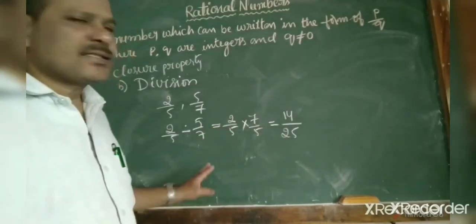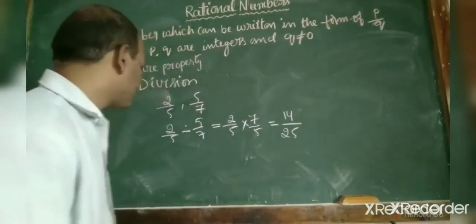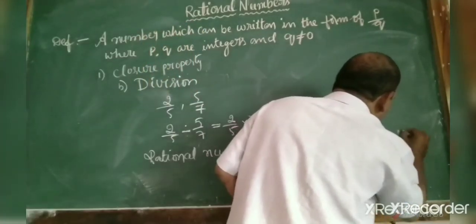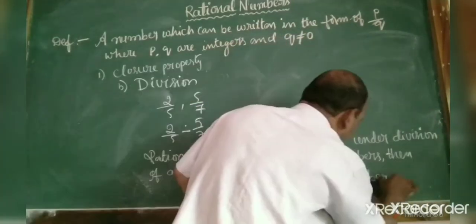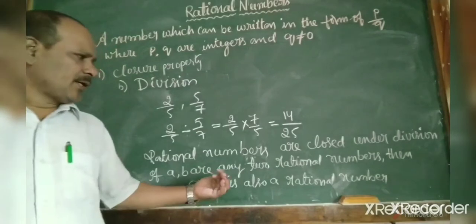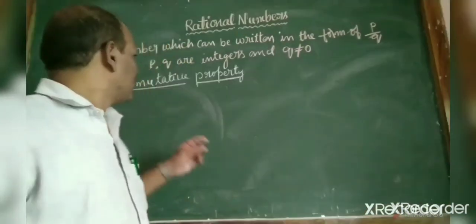So we can say that rational numbers are closed under division. If A and B are any two rational numbers, then A divided by B is also a rational number.